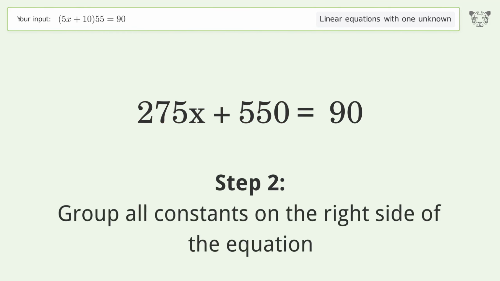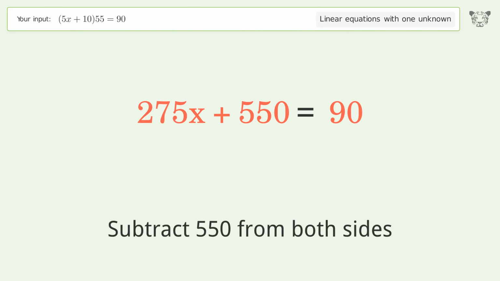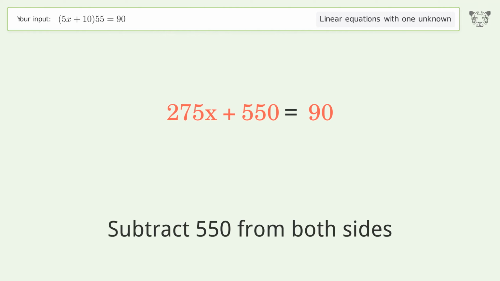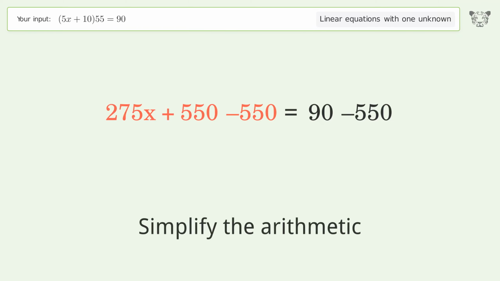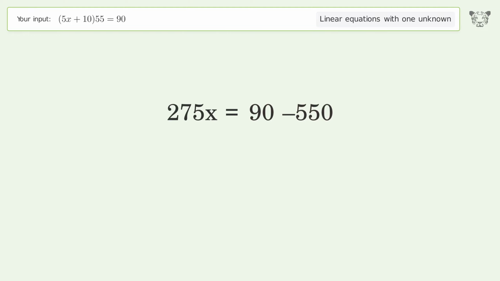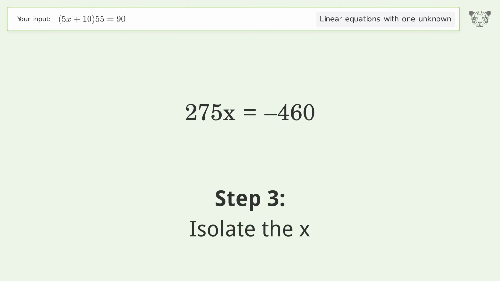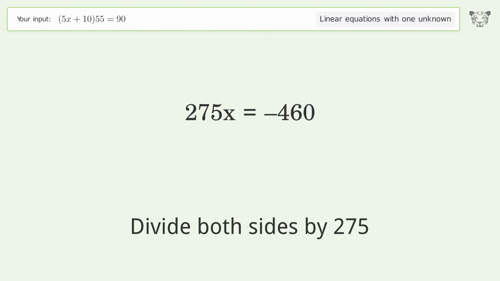Group all constants on the right side of the equation. Subtract 550 from both sides. Simplify the arithmetic. Isolate the x. Divide both sides by 275.